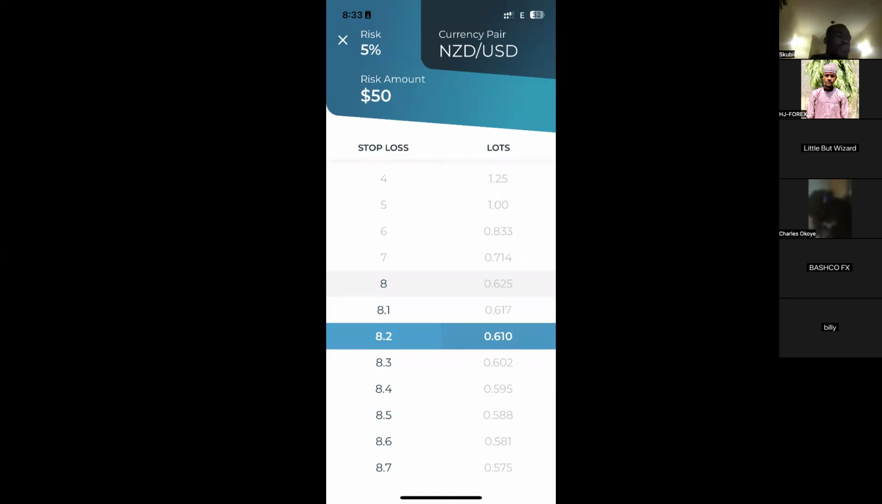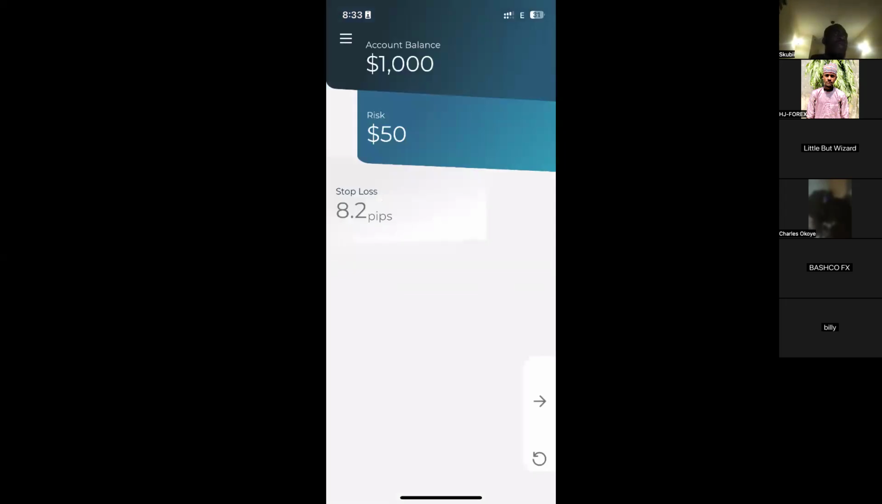So it's quite simple. What you just need to input is your account balance, your risk, and then your stop loss in pips. Do you get? So this is how you keep a uniform risk, even though you're having different stop loss levels. It's by using this whole risk calculator.